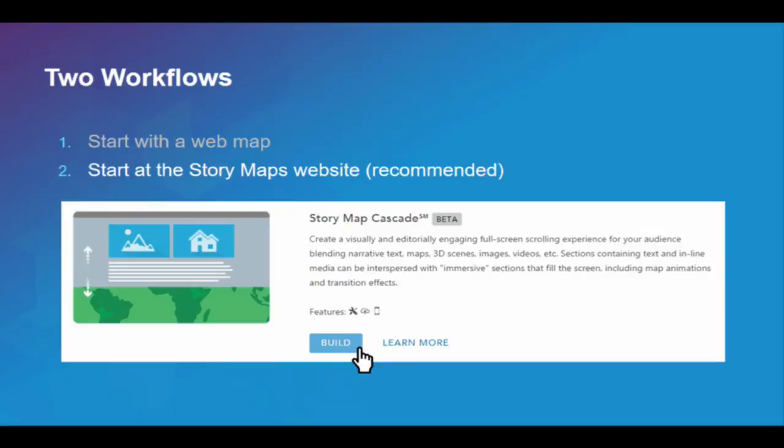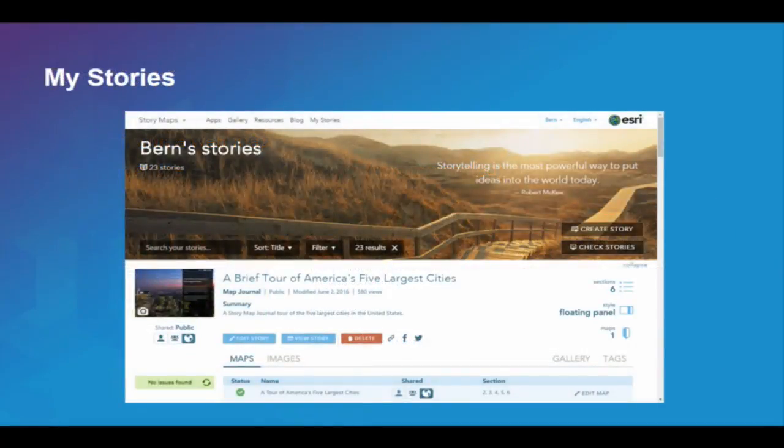The other workflow, which is the one that I would recommend if you're focused on building story maps, is to go to the Story Maps website and begin there. Why do I recommend that? It's because you can learn a lot more about story maps at that website, and there's also some really handy tools which are focused on story maps, which help you not only author them, but also gauge their health and what's going on. One of those tools is called My Stories.